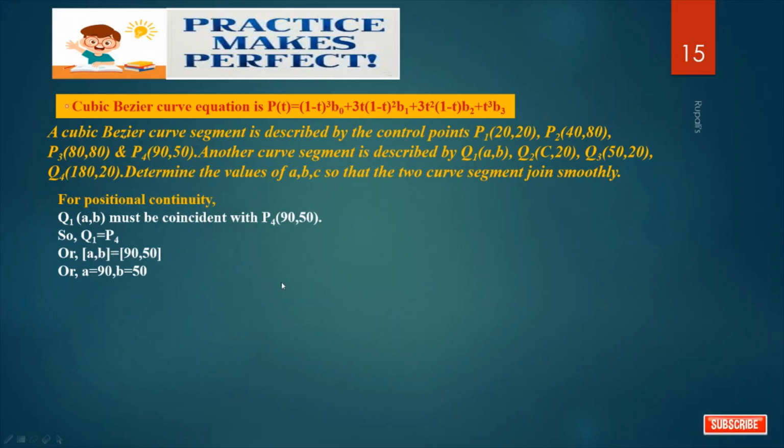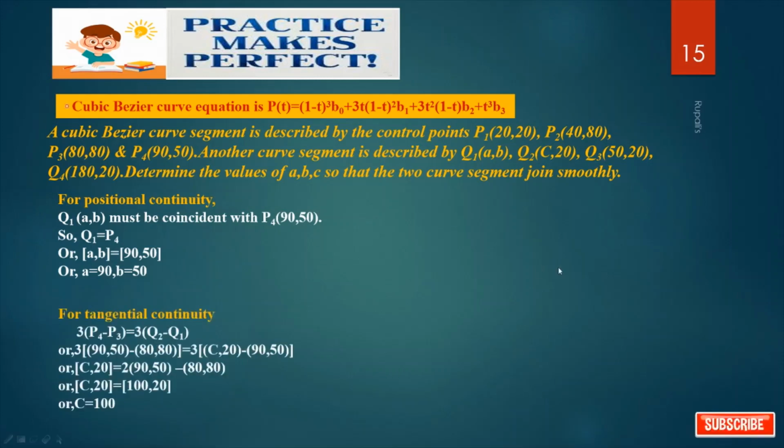Now we have to get the value of C. So for tangential continuity, the first derivative of this one and the derivative of this one, we get the tangential continuity. We already learned about tangential continuity in our previous maths. So 3(P4 minus P3) equals 3(Q2 minus Q1). P4 is what? P4 is 90, 50. P3 is what? P3 is 80, 80. Q2 is what? Q2 is (C, 20). And Q1 is what? Q1 is (A, B), that means 90, 50. And after calculation, we get C equals 100.